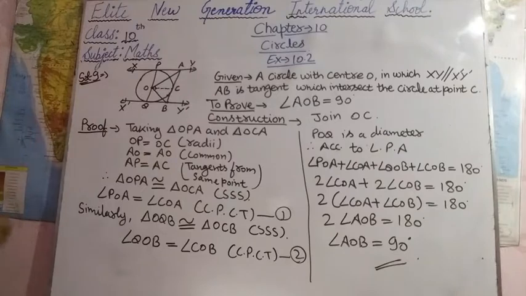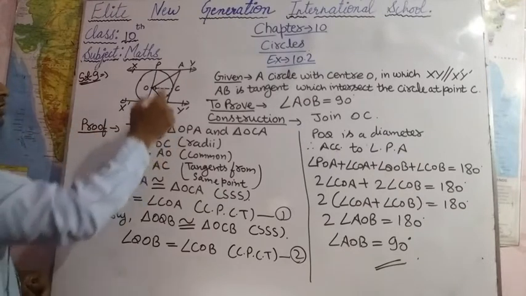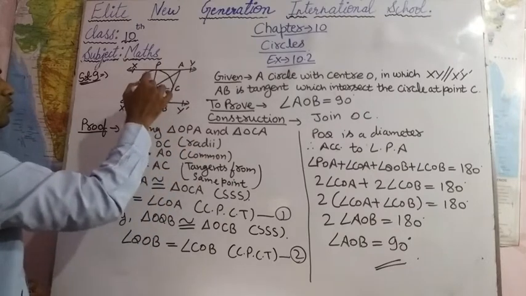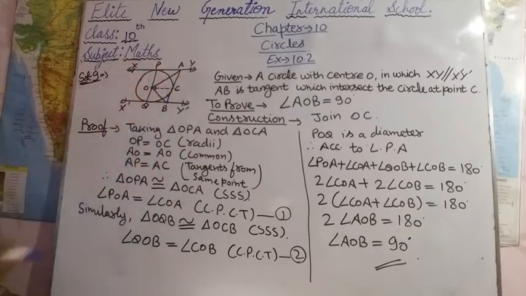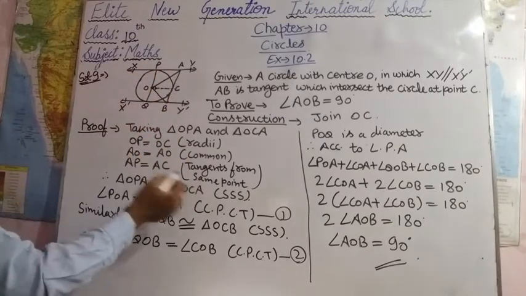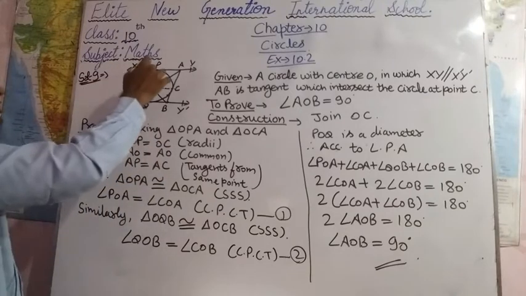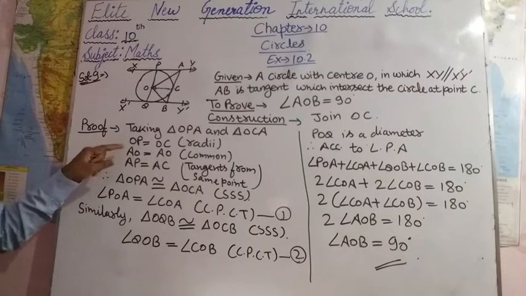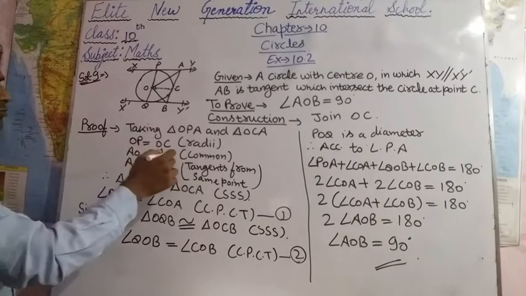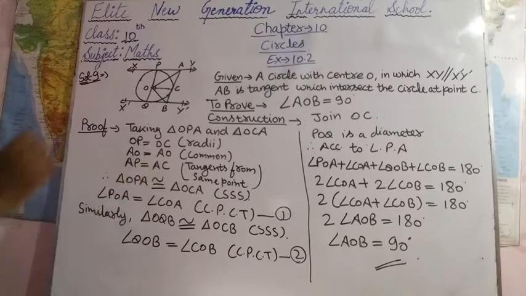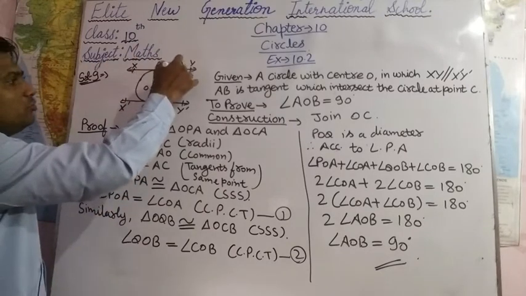Now the proof. First of all we will take triangle OPA and triangle OCA. In these two triangles, OP equals OC, because radii of the same circle are equal. Now OA equals AO, which is common. Now after this, AP equals AC.